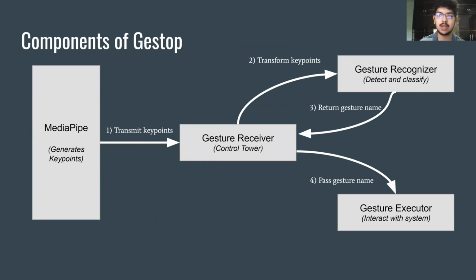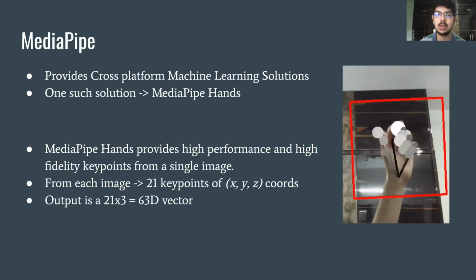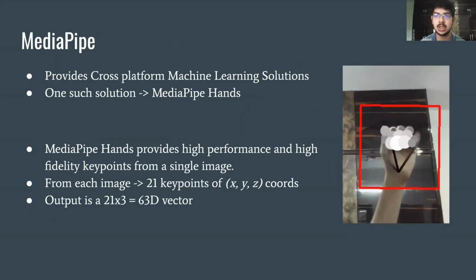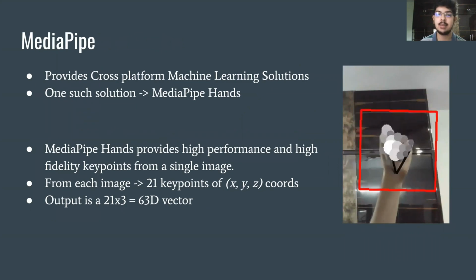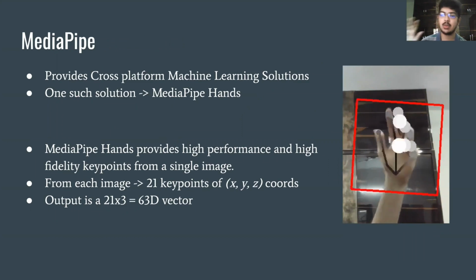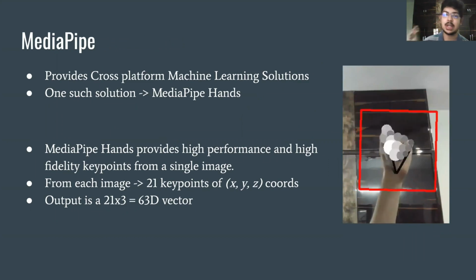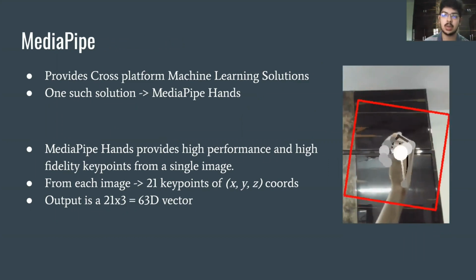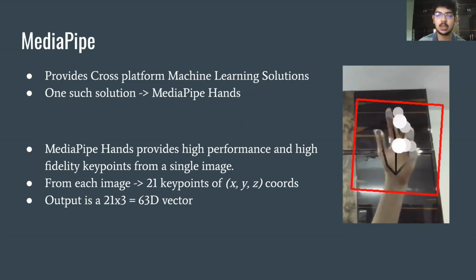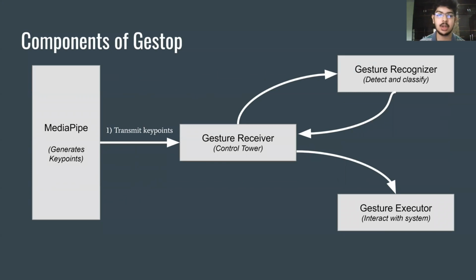So this is the architecture of our system, Gestop. In the upcoming slides, I'll be going through each component in detail, and we'll come back to this image later as well. The first component is the MediaPipe component, which is an open source library by Google, which provides cross-platform machine learning solutions. The solution is called MediaPipe Hands, and it provides high performance and high fidelity key points from each image. As you can see on the GIF, you have 21 key points being constructed from a single image. These 21 key points are basically 4 for each finger and 1 at the base of the palm. That gives us 21 X, Y, Z coordinates, and the output is a 21 by 3, 63-dimensional vector.